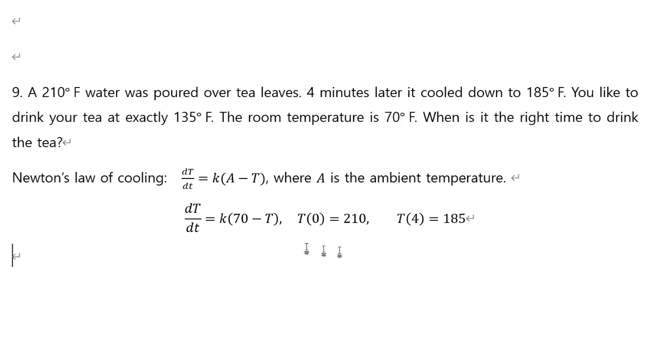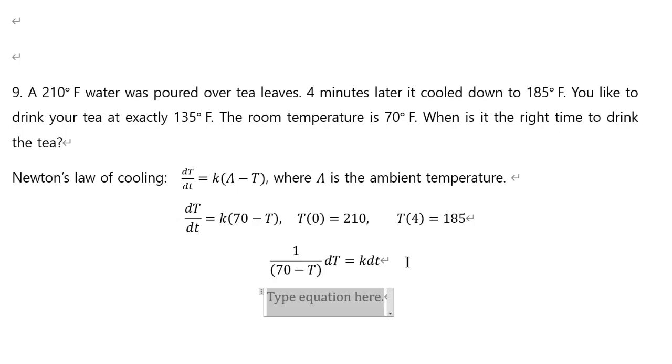This is a separable differential equation. You can divide by 70 minus t to the left side. So 1 divided by this times dt equals k times dt. I obtained this by dividing by 70 minus t on the left side and multiplying by dt to the right side. And you can integrate both sides.